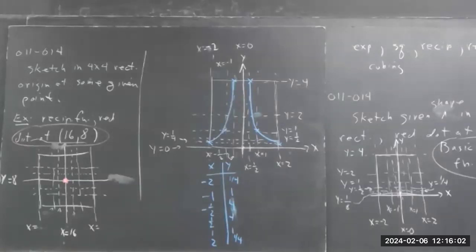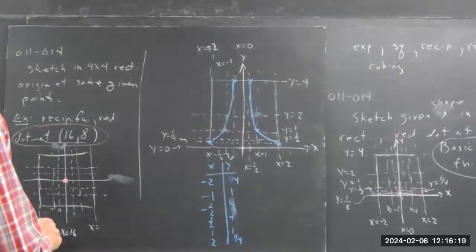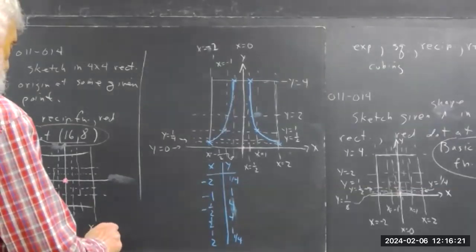Okay, most of you didn't get both of these. Some of you got one. Okay, but it's a 4 by 4 square. Well, the most common error that I saw was x equals 12 here and x equals 20 here.